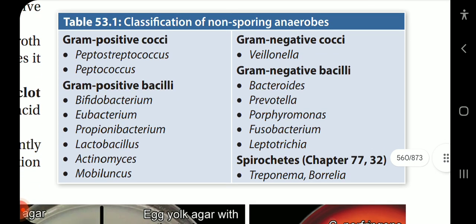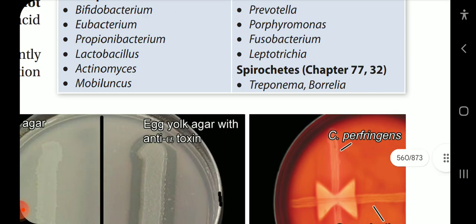Table: classification of non-sporing anaerobes. Gram-positive cocci: Peptostreptococcus, Peptococcus. Gram-positive bacilli: Bifidobacterium, Eubacterium, Propionibacterium, Lactobacillus, Actinomyces, and Mobiluncus. Gram-negative cocci: Veillonella. Gram-negative bacilli: Bacteroides, Prevotella, Porphyromonas, Fusobacterium, and Leptotrichia. Spirochetes: Treponema and Borrelia.